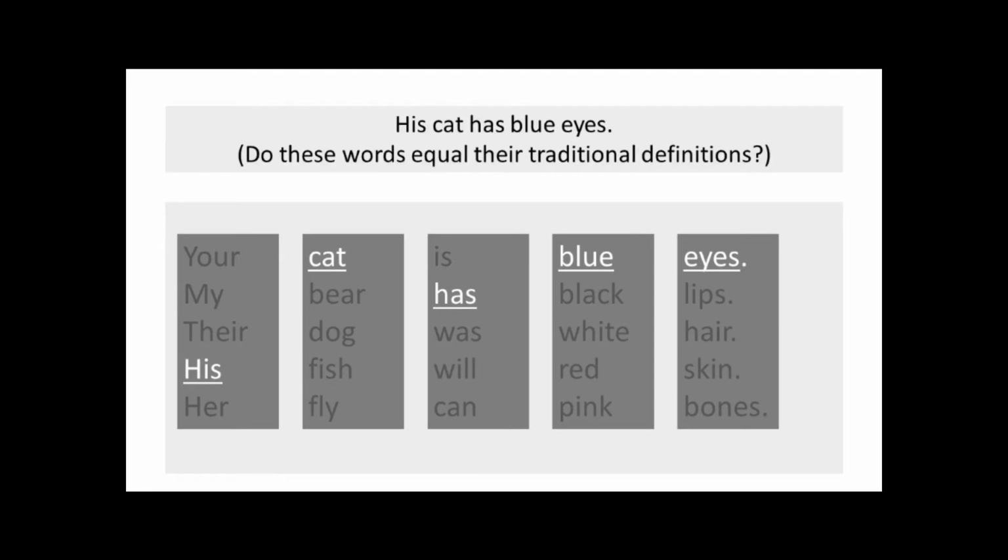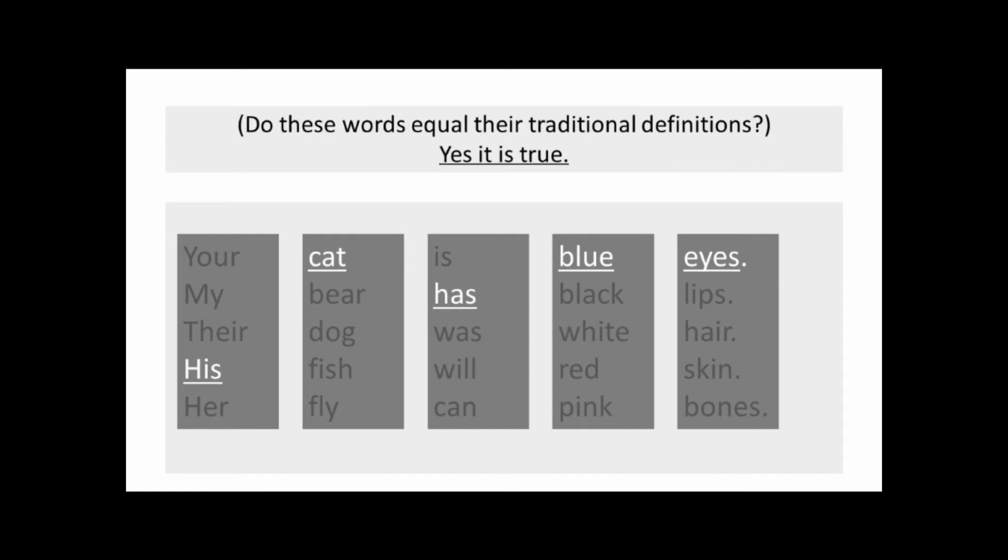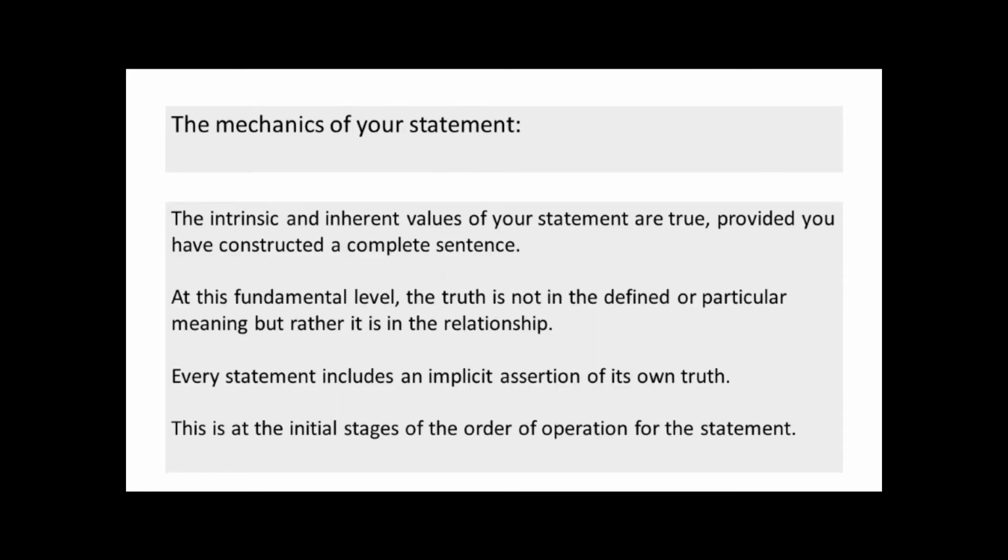Do these words equal their traditional definitions? Yes, it is true. Here are important mechanics of your statement, especially at the initial stage of the statement. The intrinsic and inherent values of your statement are true, provided you have constructed a complete sentence. At this fundamental level, the truth is not in the defined or particular meaning, but rather it is in the relationship. Every statement includes an implicit assertion of its own truth. This is at the initial stages of the order of operation for the statement.